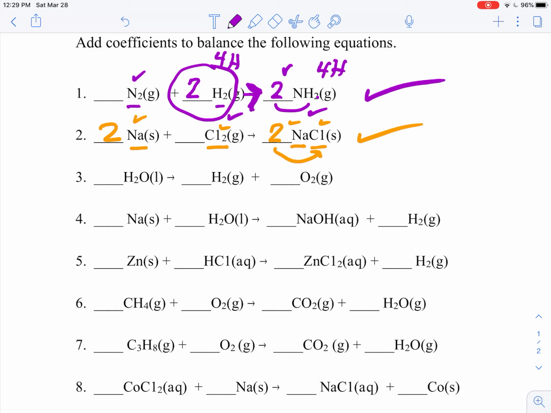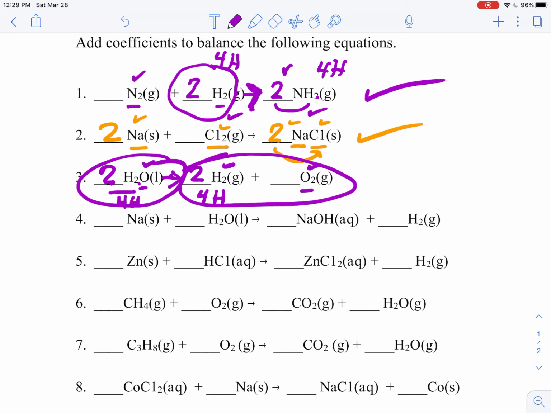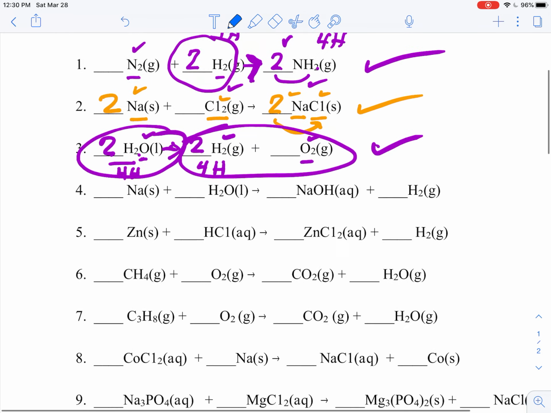Number 3, when I look at water here, I can see that there's only 1 oxygen right off the start. So to balance the oxygens, I know I need to put a coefficient of 2. That means 2 oxygens, which balances them, but it also means 2 times 2, 4 hydrogens. So I go to the right of this chemical equation, and I need to put a 2 here to make 4 hydrogens on this side as well. When you see that the left and the right side are balanced, you know that you've finished balancing that equation.